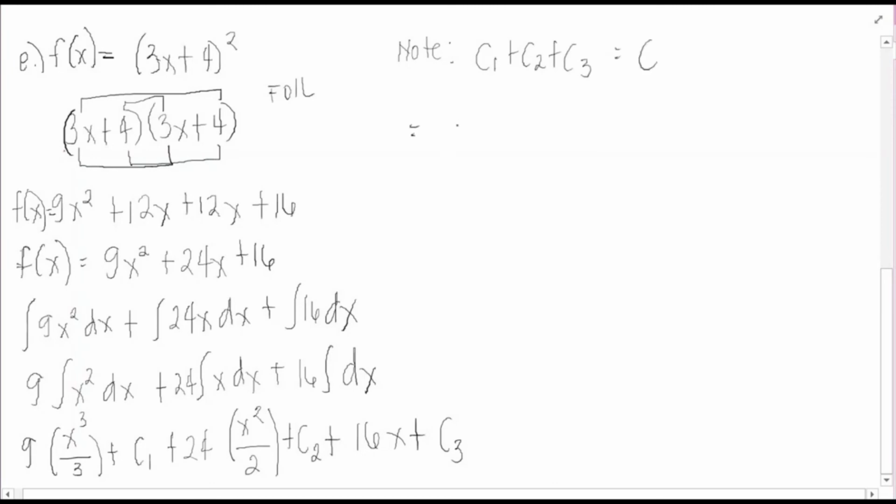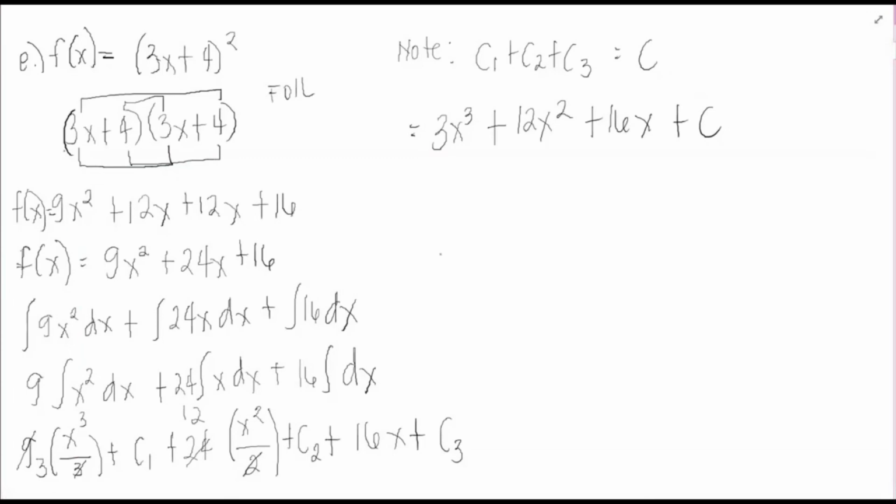So, simplifying further, we have 9 over 3 is 3. Okay? So, cancel na lang natin. Cancel yan. And this will be equal to 3. And then, 24 over 2, cancel. This will be equal to 12. Okay, so, yung final answer natin would look like 3x cubed plus 12x squared plus 16x plus c. So that is our final answer for example number 3.